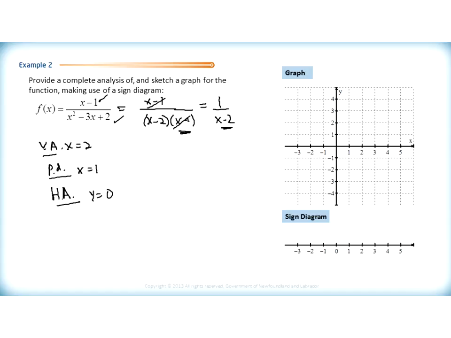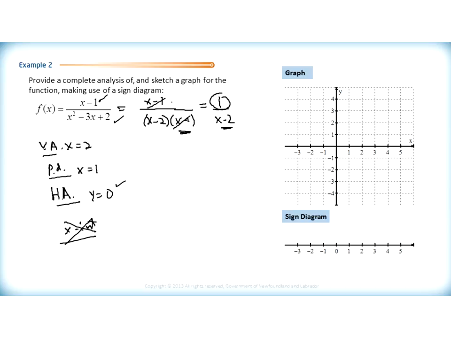Then we're going to go for our intercepts. We're going to have an x-intercept nowhere, because there are no roots of this business. The only place our numerator was 0 canceled out on us, so we don't have any of those. We never touch the x-axis, which is okay because that's an asymptote anyway.